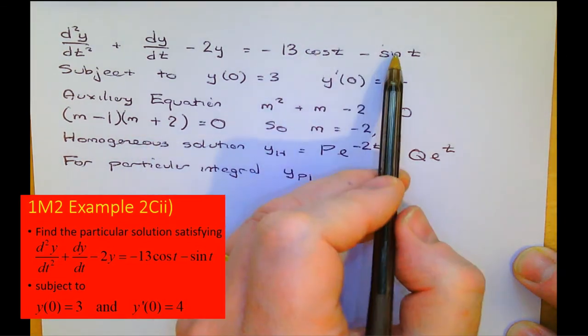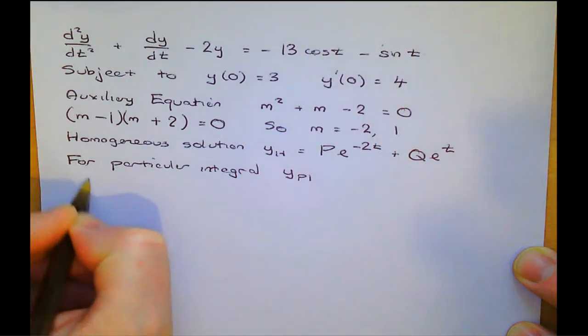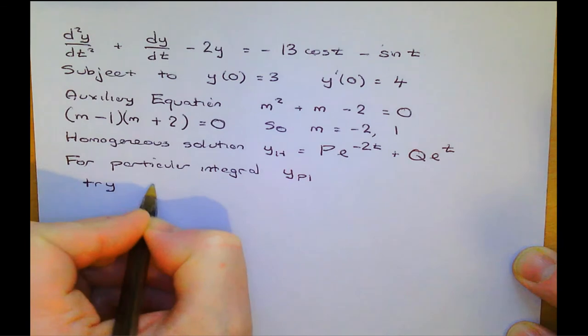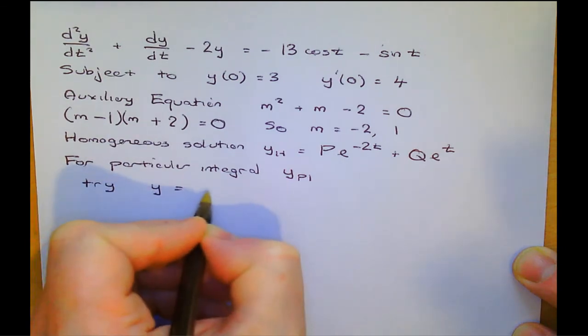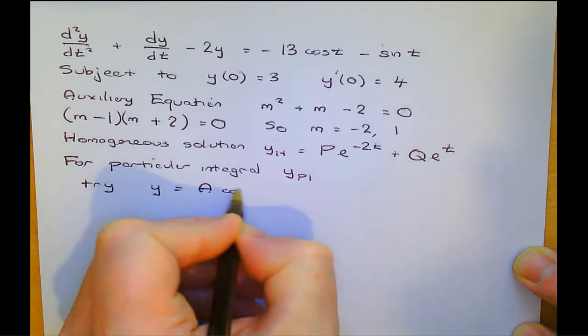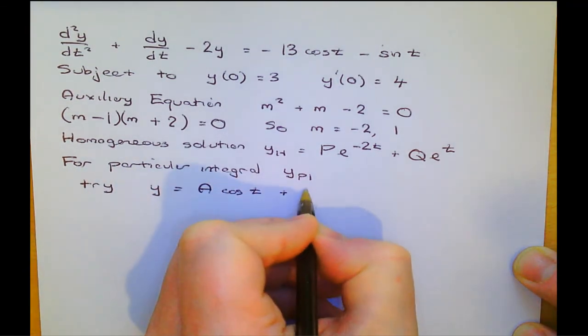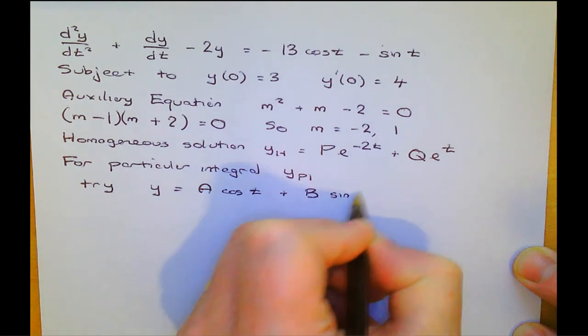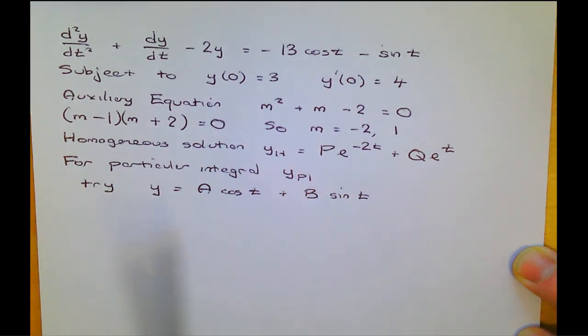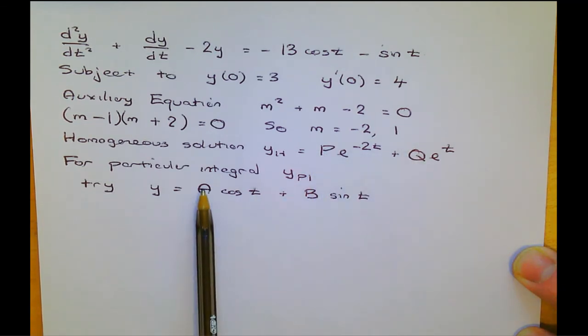We need to satisfy a sine and a cosine here. So let's try y is equal to some constant a times the cos of t plus another constant b times the sine of t. Now at this point, let's just draw attention to the difference between the p and q and the a and b.